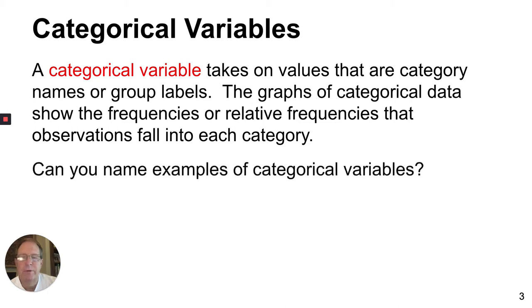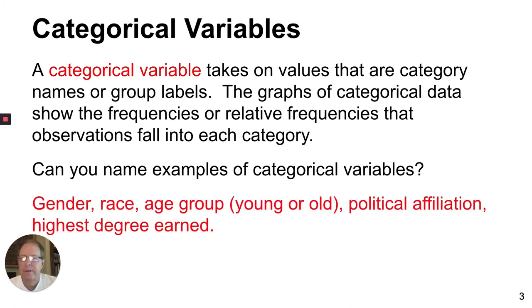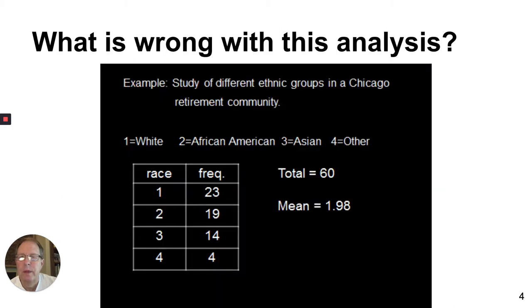Can you give me examples of categorical variables? Yes: gender, race, age group, that is, are you young or old, political affiliation, highest degree earned. These are examples. What's wrong with this analysis? This is a study of different ethnic groups in a Chicago retirement community, and I have 4 categories labeled 1, 2, 3, and 4. What's wrong with this analysis?